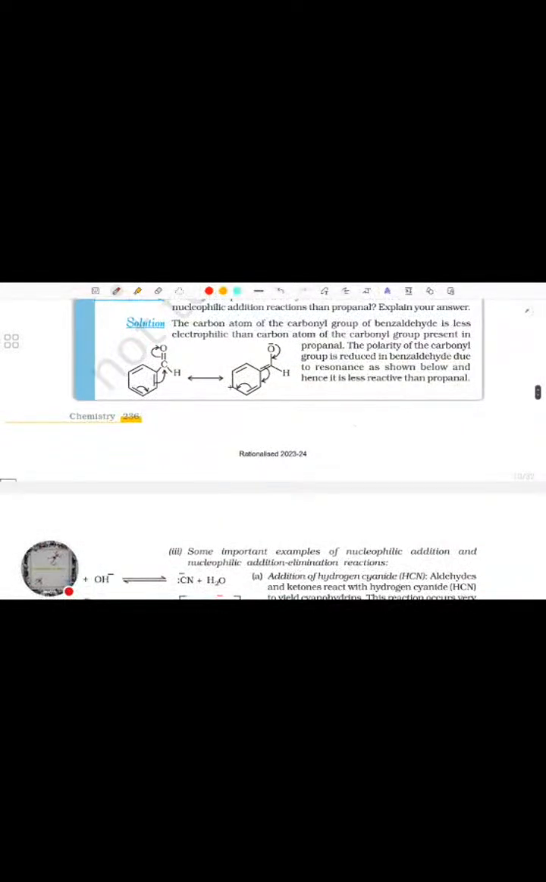Okay, fine. Would you expect benzaldehyde to give more reactive or less reactive nucleophilic addition reactions than propanal? So basically they are asking about propanal, CH3 CH2 C double bond O H. This is propanal. And this has an alkyl group and a hydrogen, and the electrophilicity is this, and we are comparing it with benzaldehyde.